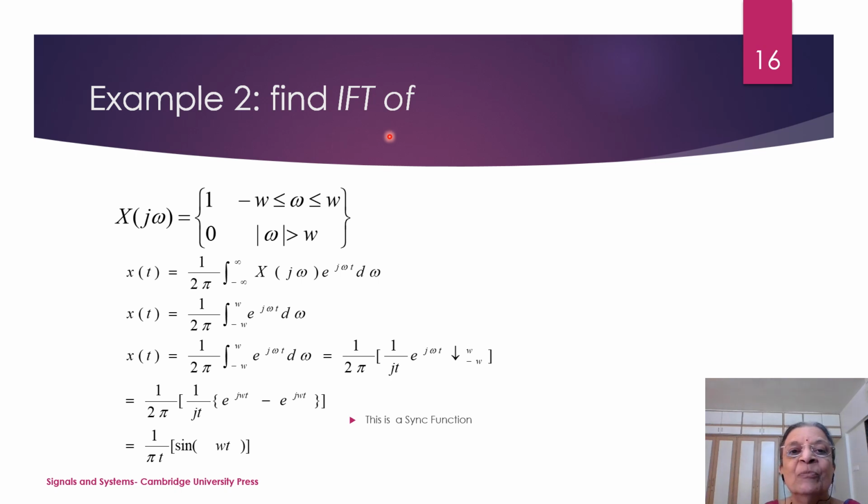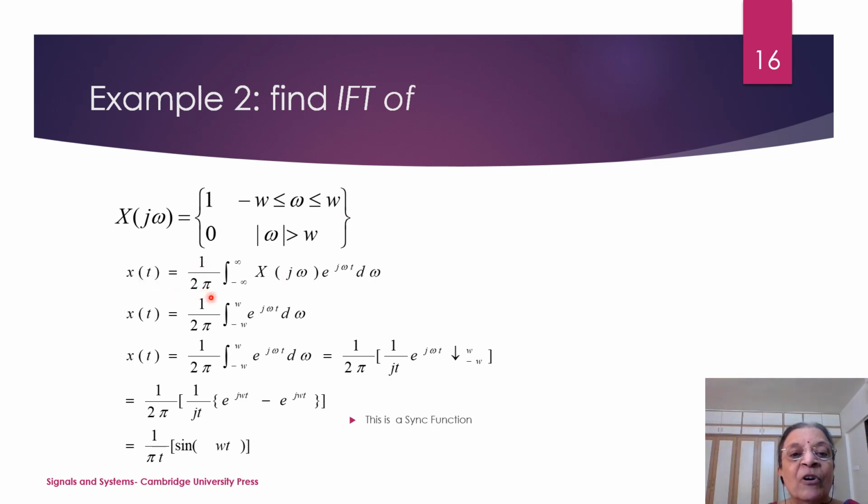Let us consider one more example for finding the inverse Fourier transform. So now, instead of taking a rectangular pulse in the time domain, I have a rectangular pulse in the frequency domain. The corresponding pulse exists and has a value equal to 1 between minus W to plus W. Now let us take the inverse Fourier transform.